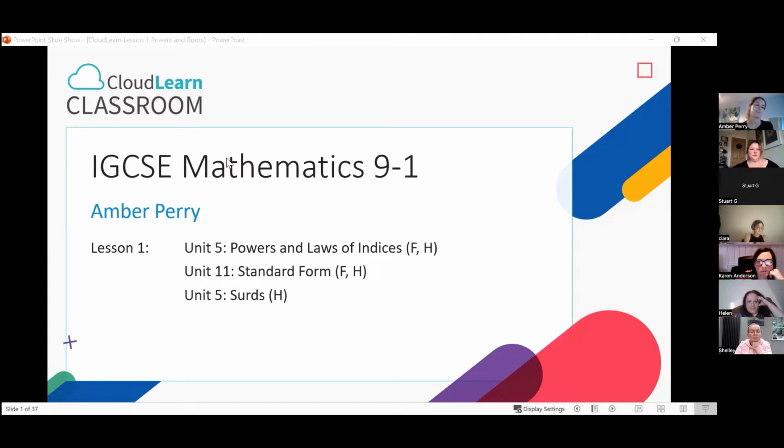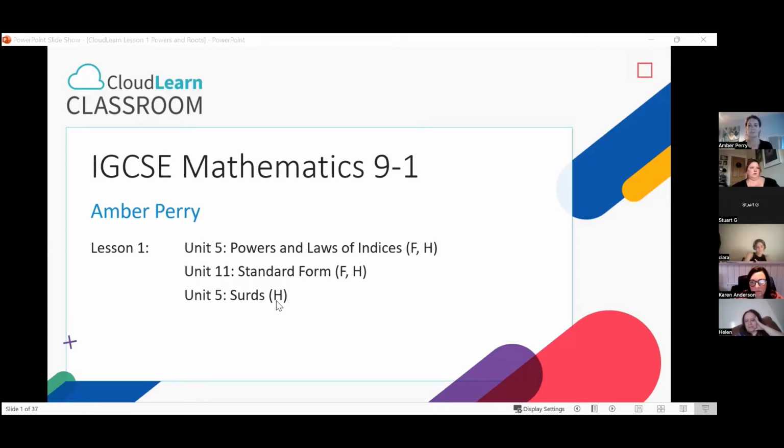Okay, so today I'm going to try and cover powers, laws of indices, and then I'm going to go to Unit 11 just very quickly to do some standard form work because it ties in really well with the laws of indices we're going to be covering. And then hopefully we'll have time to also look at some surds, which is higher topic only. So I'm going to cover mainly foundation, but the higher end of the foundation work, but also move slightly into the higher course. And then the surds is just going to be higher work only.